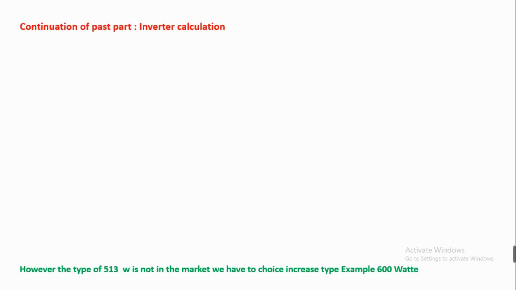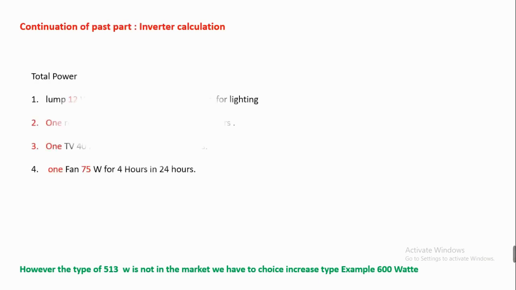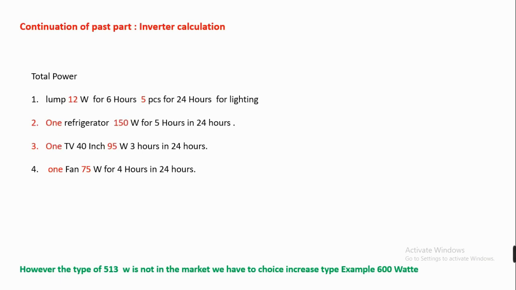Continue the past part. Total power. First, lamp 12 watts, for 6 hours, 5 pieces in 24 hours, for lighting. Second, 1 refrigerator 150 watts, for 5 hours in 24 hours. Third, 1 TV 40-inch 95 watts 3 hours in 24 hours. Fourth, 1 fan, 75 watts, for 4 hours in 24 hours.